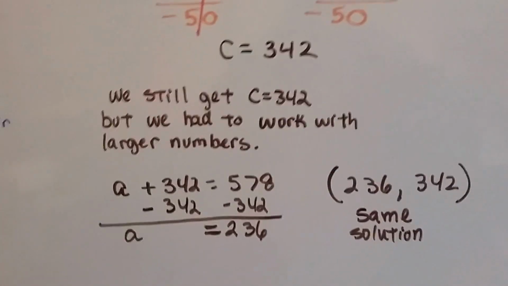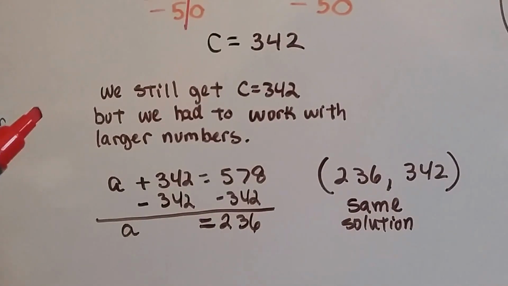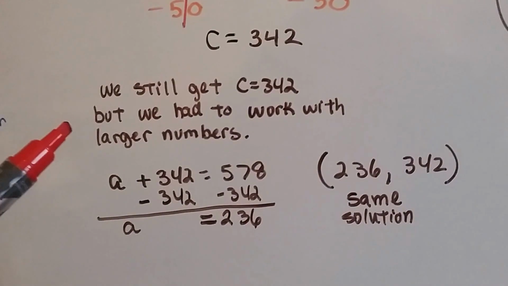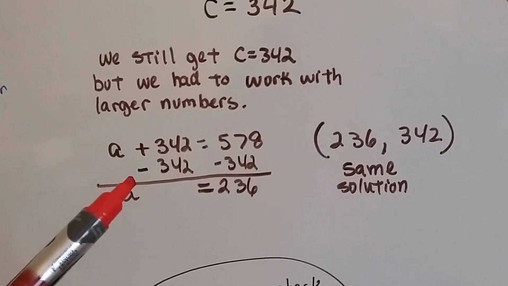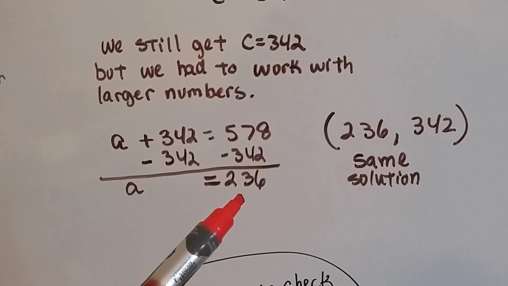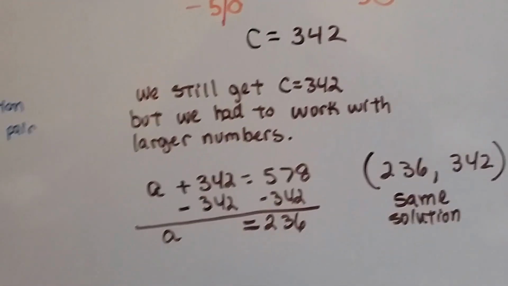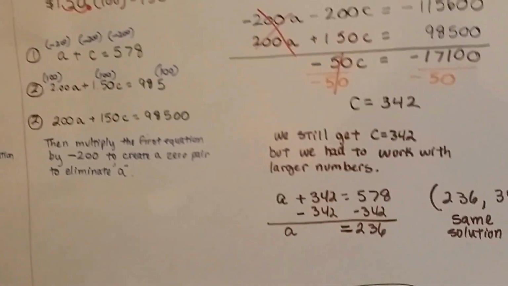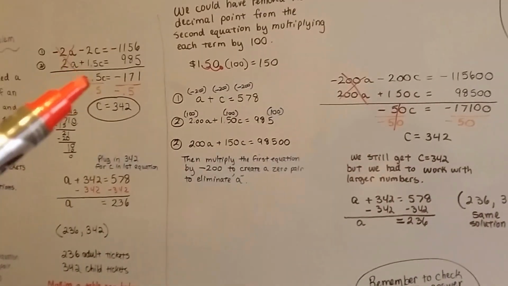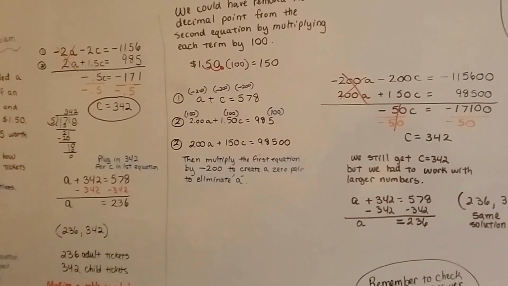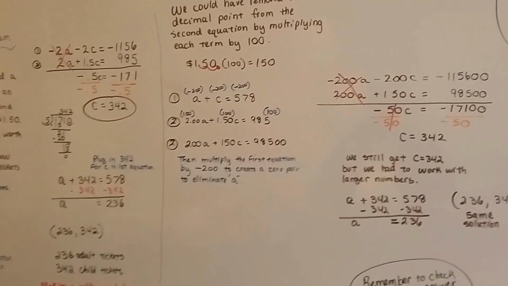So now we just solved it the same way. We still get the children's tickets is 342 quantity, but we had to work with larger numbers. Now we can just plug it into the first equation and we still get the adults are 236. It's the same solution. So either way you want to do it is okay. You're going to get the correct answer. It's just when you get good at it, you can just use $1.50 as 1.5, can't you?